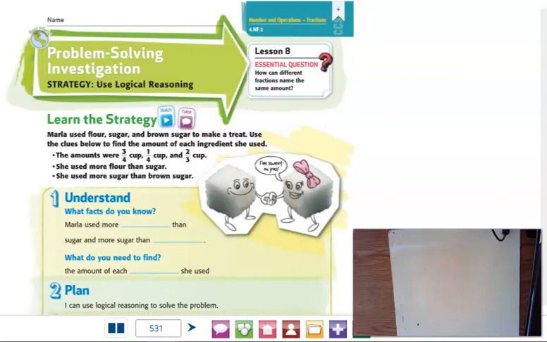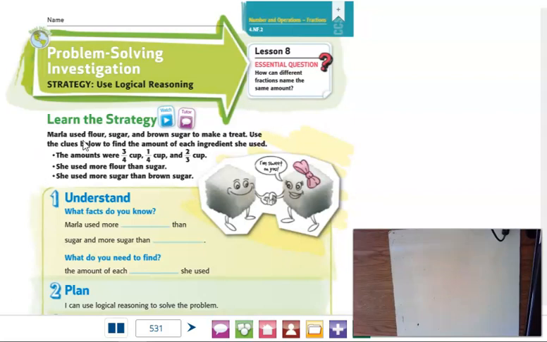Hello, and I am on Chapter 8, Lesson 8. We're doing problem solving with fractions. The math page in your book is 531. That's where we're starting. And our essential question is, how can different fractions name the same amount?